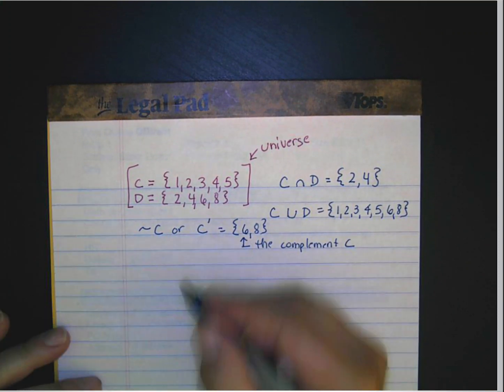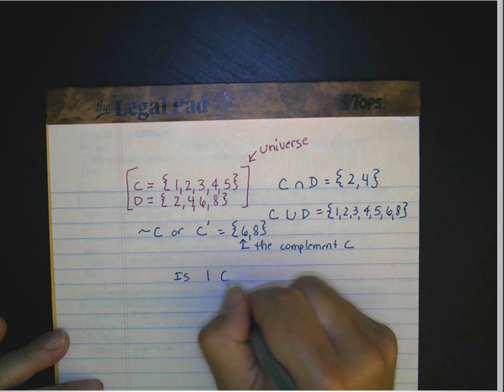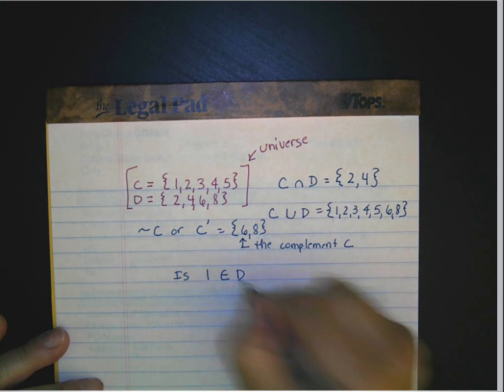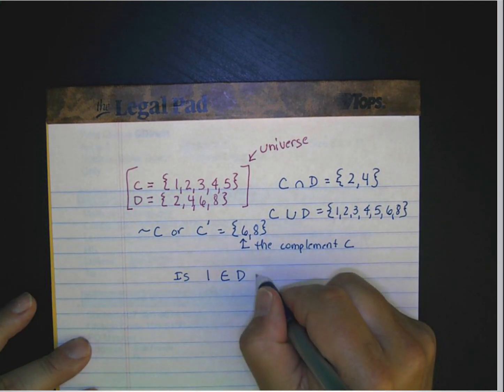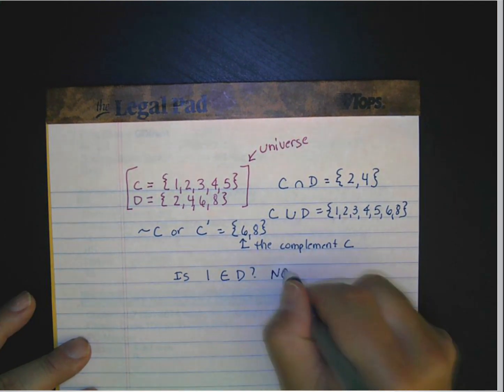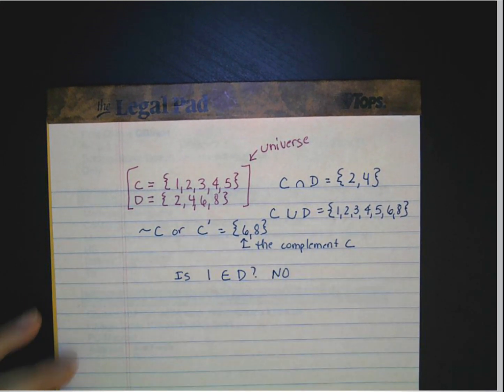And then you might get a question like this. Is 1 a member of set D? Or an element? A member, an element. And the answer is no. Okay? 1 is not in set D. All right, that's what that means.